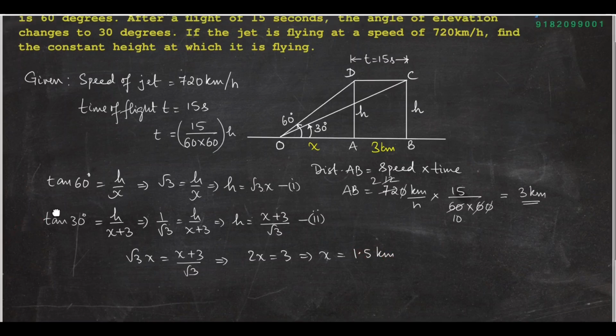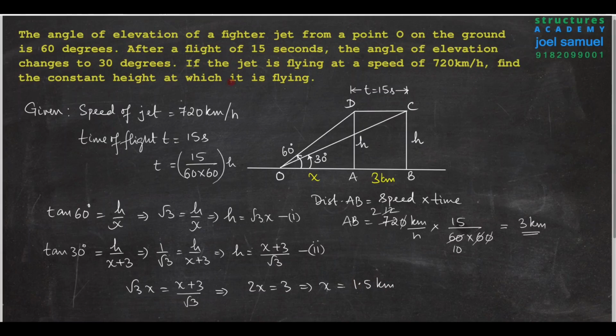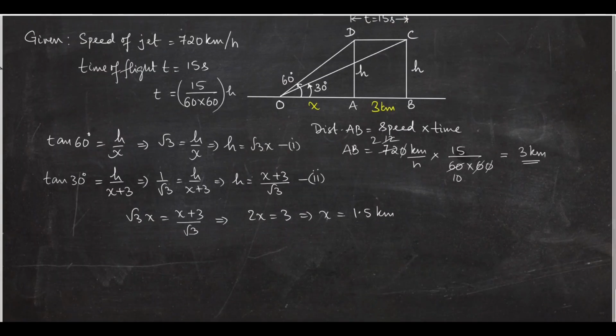If you look at the question, it is asking us to find out the constant height at which it is flying. The constant height here is h. We have a relation between h and x according to equation 1, which is h equals root 3 times x. So h is equal to root 3 times 1.5, which is basically 1.732 times 1.5. If you multiply these two numbers, you're going to get 2.598 kilometers, and that is the height of the jet plane.